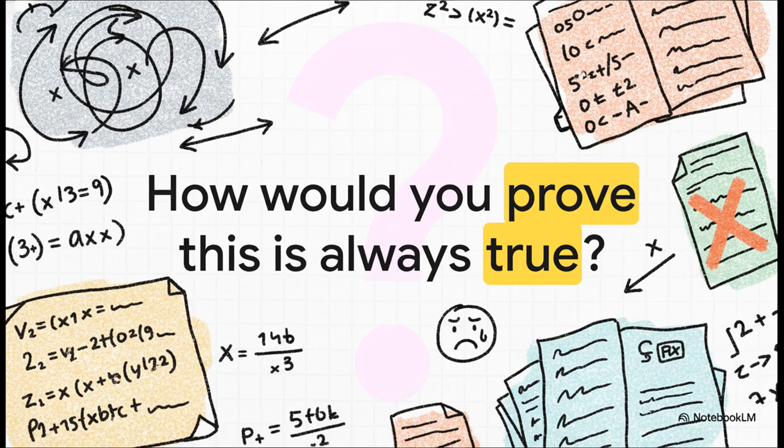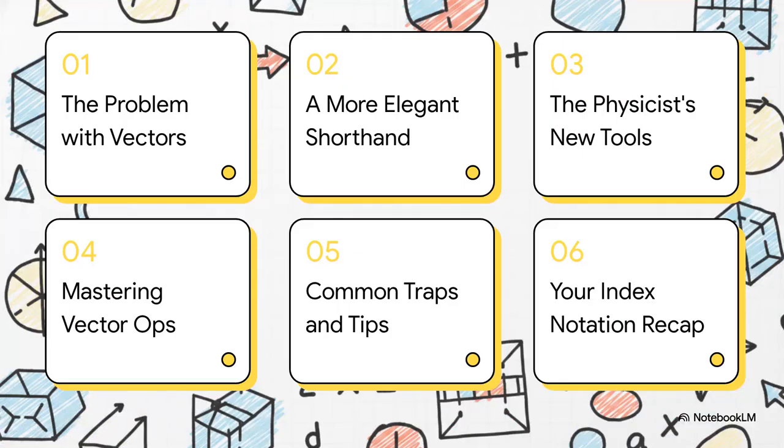Your first thought might be to just brute force it. Write out vector A as Ax, Ay, Az, and B as Bx, By, Bz. You get the idea. You'd calculate B cross C, then cross A with whatever that result is, and it would just be an absolute nightmare of algebra. We're talking pages of work, with a million little places to make a tiny mistake that just ruins the whole thing. There's got to be a better way. And of course there is.